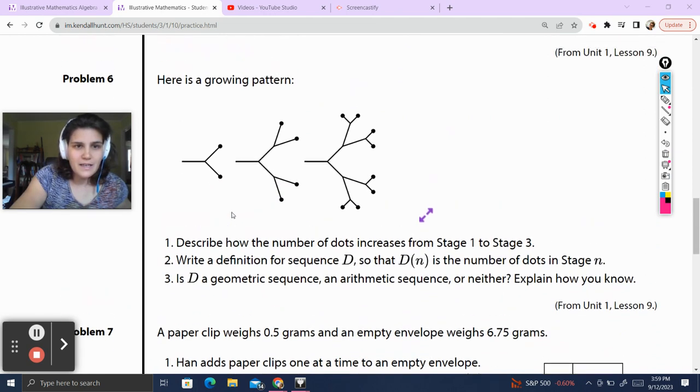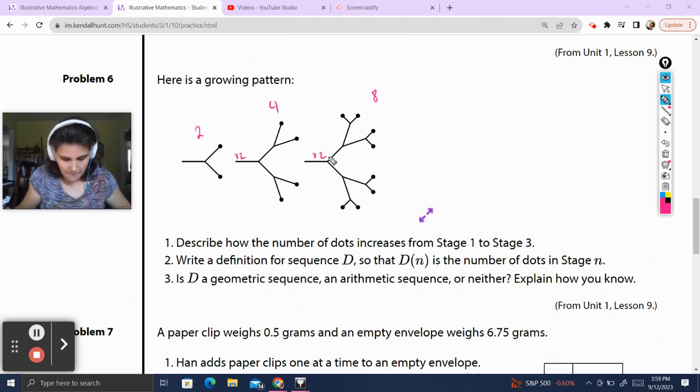Problem 6. Here is a growing pattern. Describe how the number of dots increase from stage 1 to stage 3. So there's 2 dots here. There's 4 dots here. 1, 2, 3, 4, 5, 6, 7, 8. There's 8 dots there. So it gets multiplied by 2 each time.